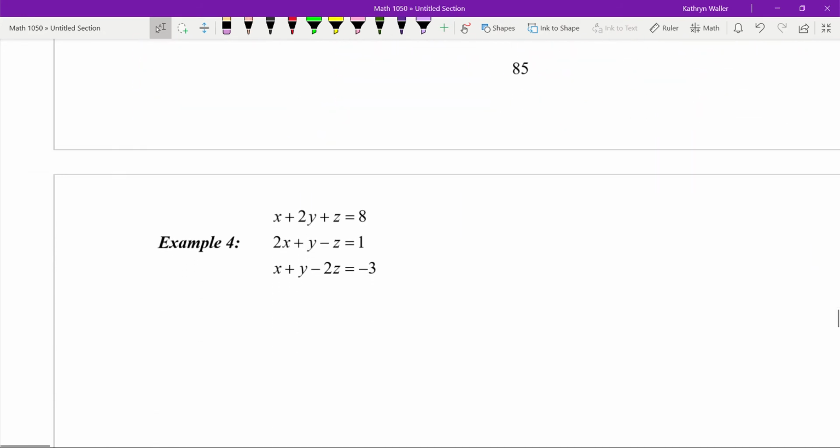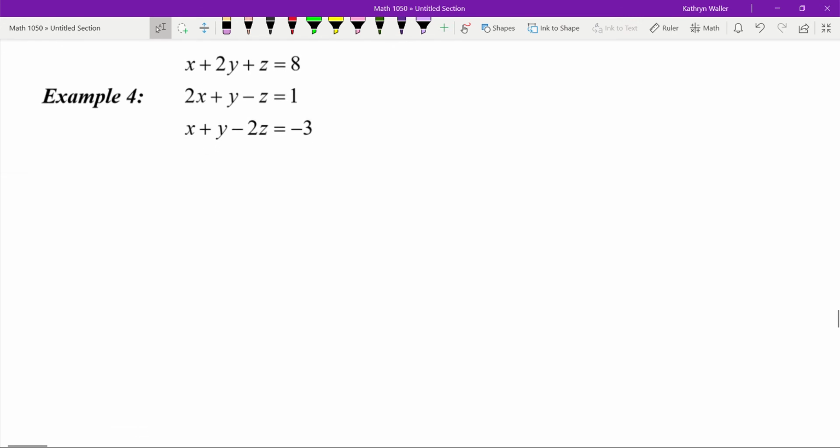Okay, so that was example 3. Here's example 4. Okay, yes, sir. No, you don't. I thank you for saying that. Checking is not required, but I would, of course, do it. Okay, here we go.